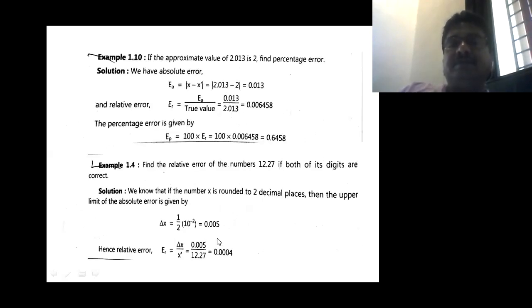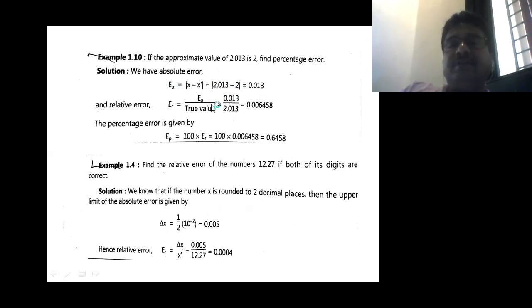Then the next problem is, if the approximate value of 2.013 is 2, find the percentage error. This is the correct value, 2.013, and 2 is the approximate value. So this is x and this is x dash. 2 is x dash, and therefore the absolute error is mod of x minus x dash. This is the absolute error.